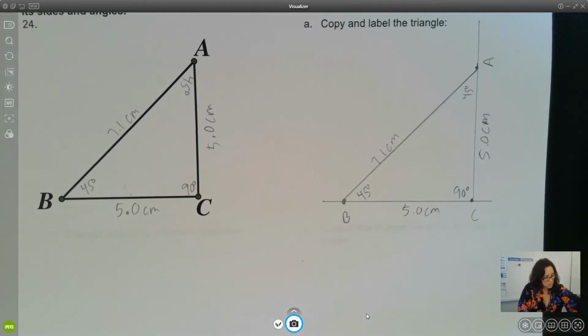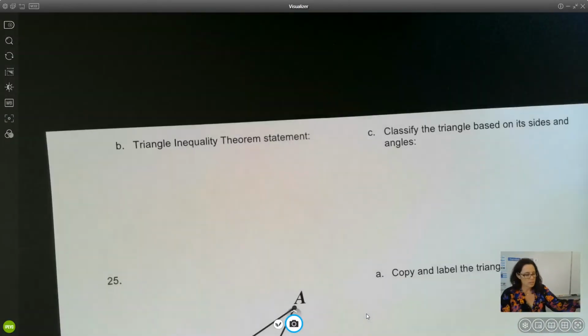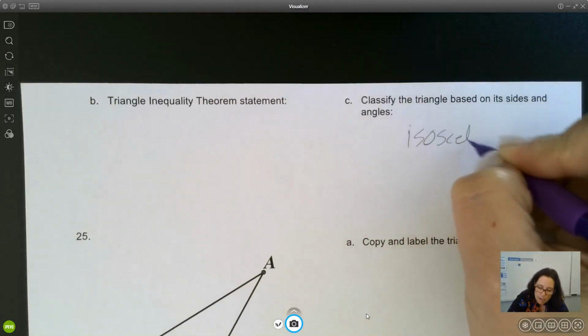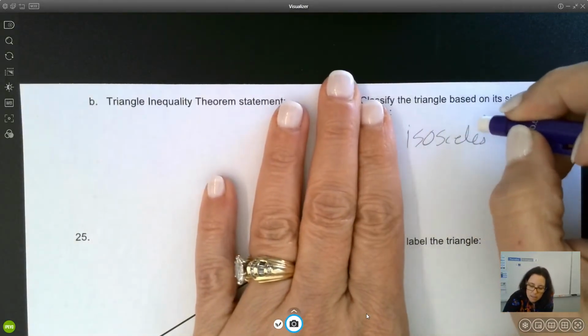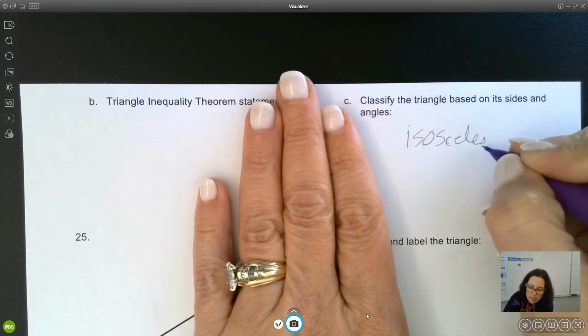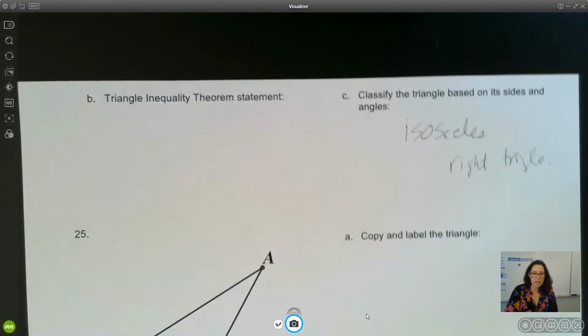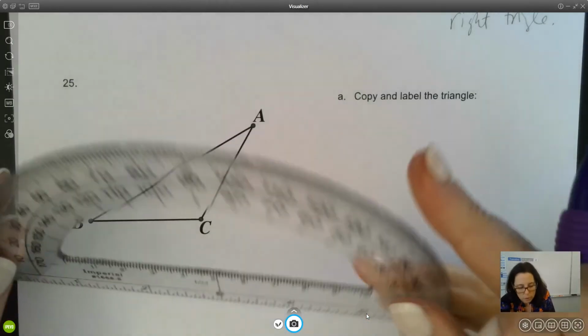Let's go to the next. We need to classify these. On the next page, it says to do the triangle inequality theorem. We'll come back and do that after we do the second part, but this is an isosceles right triangle. I spelled it right. All right, we're going to do the same thing: copy and label this guy. We're going to skip B and answer C. We'll come back to B after we do part 2.